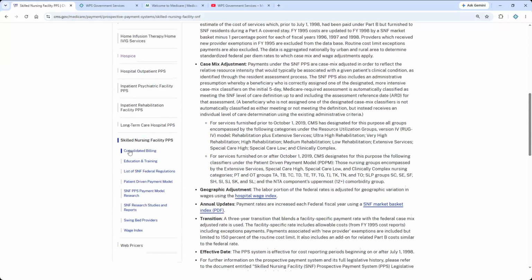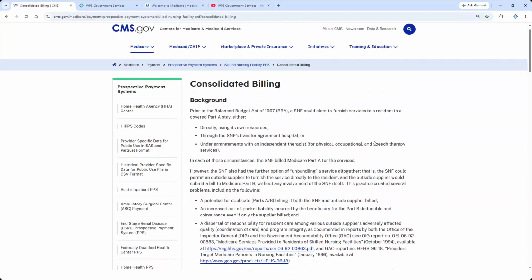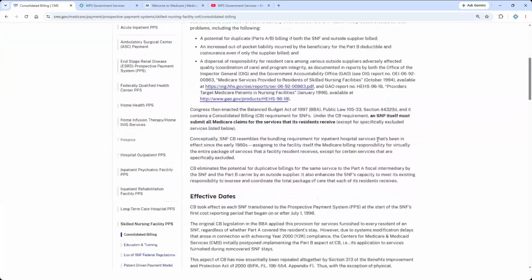If we look at the consolidated billing information over here, now again, this is where we're going next, and this is on the left corner. We're looking at the SNF PPS and we're looking at consolidated billing. And again, scroll down to the downloads.